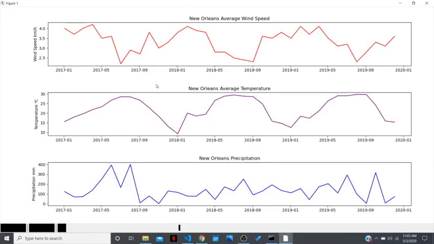Okay, so here we're going to use the data from 2017 to 2020 to predict for 2020, 2021, and 2022. And this is the wind speed and the temperature and precipitation. And as you can see, there is some correlation. As the wind speed drops, it seems like the temperature increases. And also there could be some correlation between the precipitation and the temperature. You see, as precipitation rises in some areas, temperature also rises.